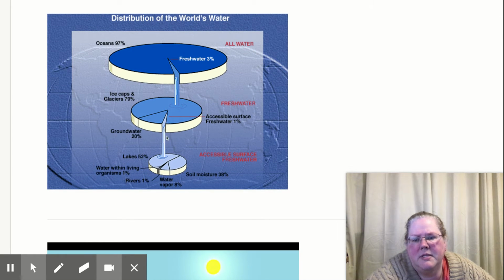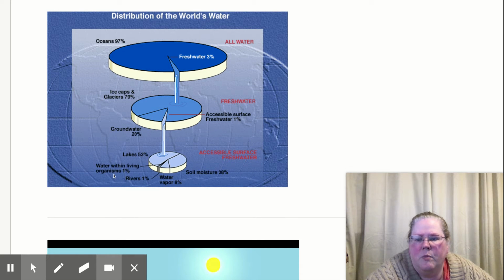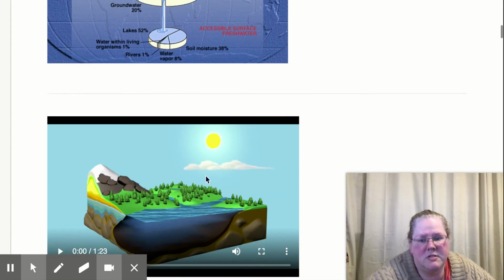And of that little bit that's accessible, 52% of that's in the lakes. Water within organisms is about 1%. Rivers is about 1%. Rivers are pretty transient. Water vapor is about 8%, and soil moisture is about 38%. So that's where our fresh water is located.